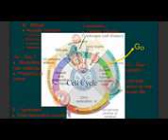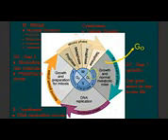Now if we look at the cell cycle in a slightly different way, we can see that G1, S, and G2 are actually part of what we call interphase, and the prefix inter means between.